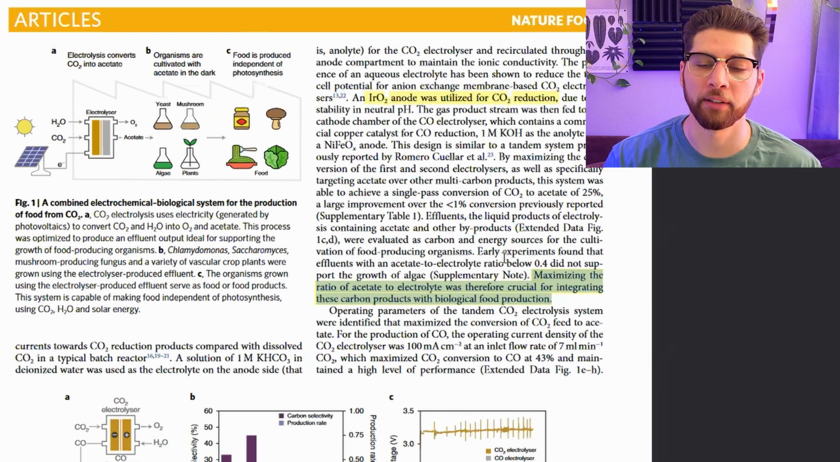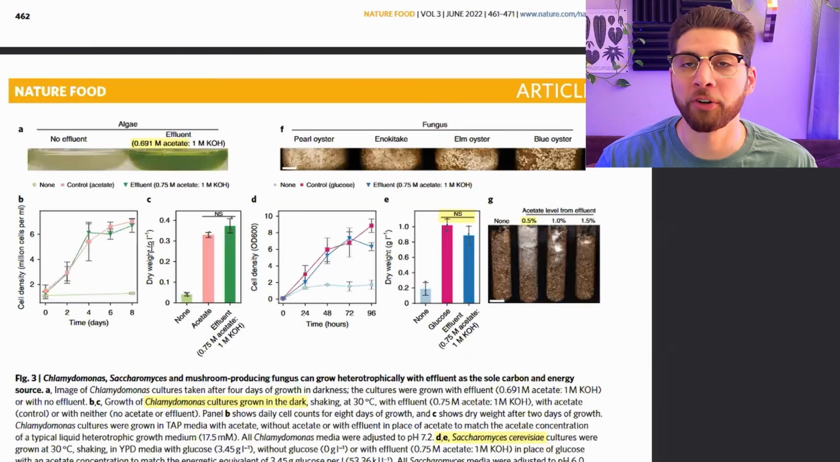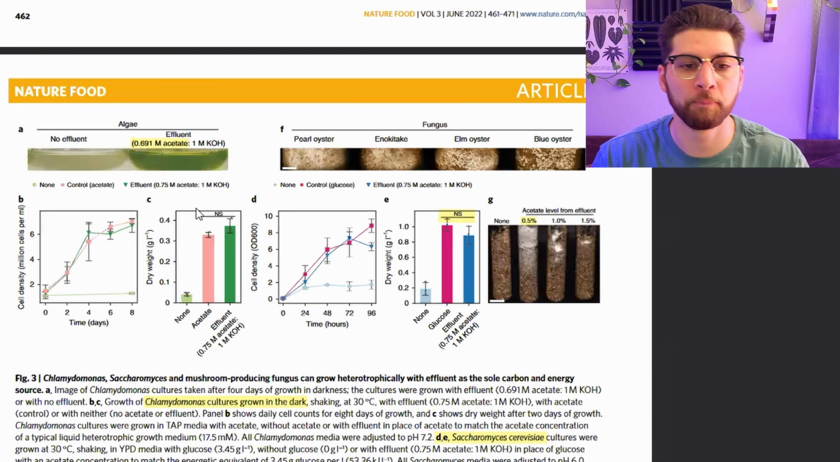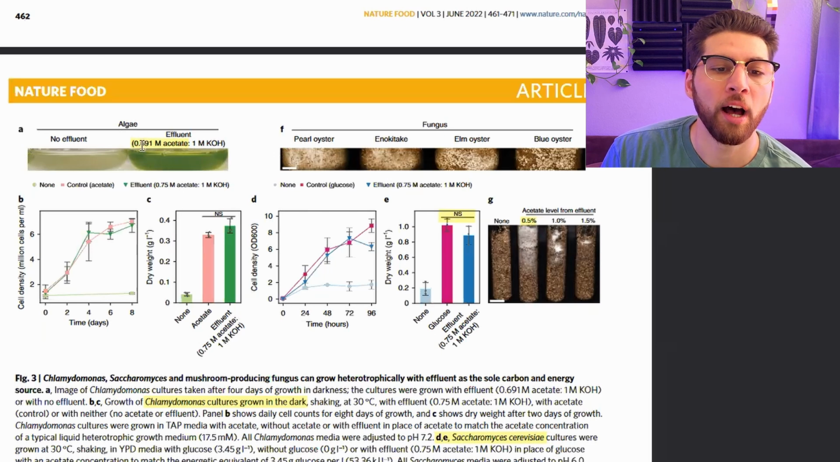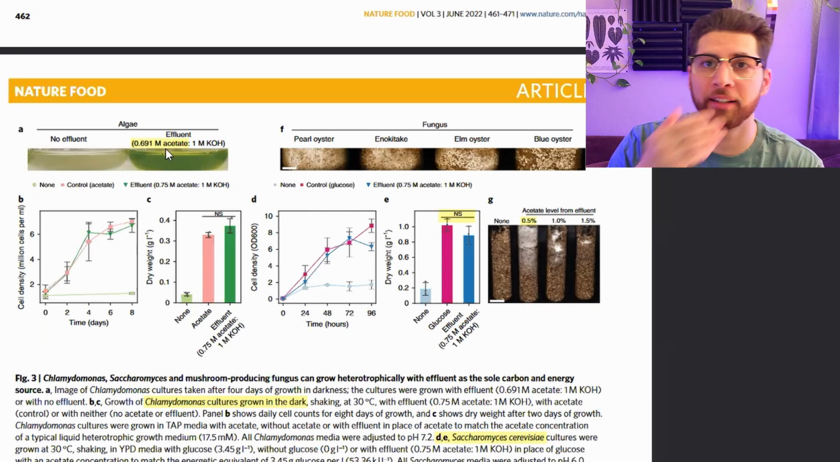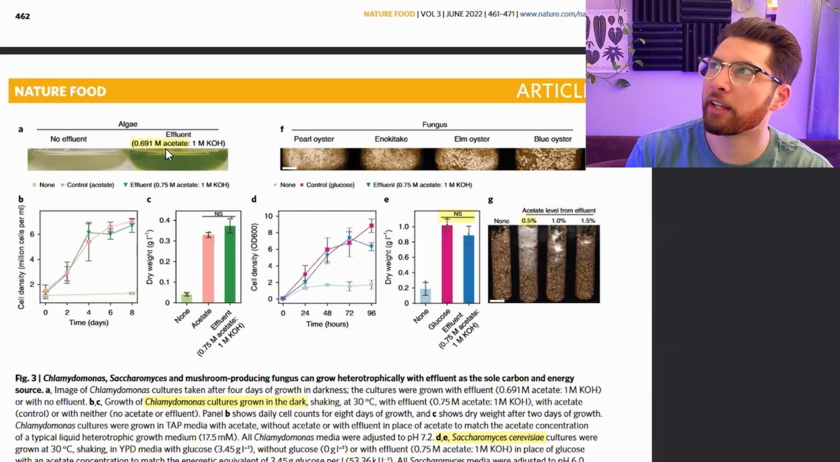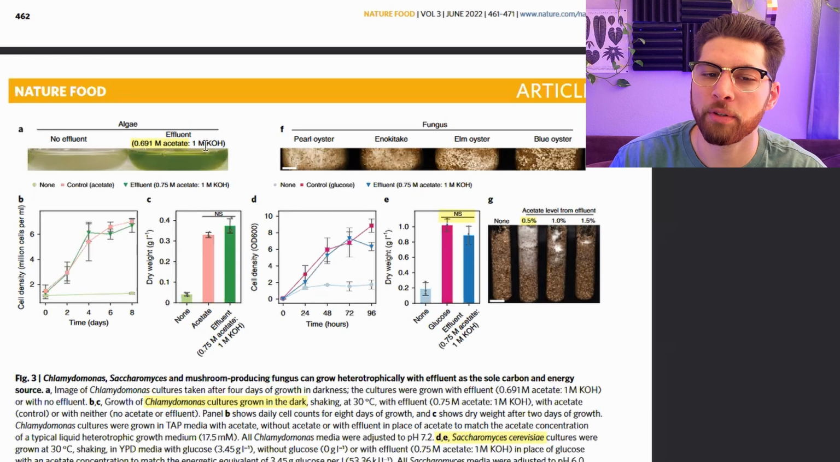All right, so the exciting part here is that they're growing food on this simulated effluent from the reactor. So they ended up getting a reactor effluent that contained almost 0.7 molar of acetate, which is a lot. It's a lot of acetate. It's something like 30 grams per liter, I think is the number, somewhere around there, maybe 40.